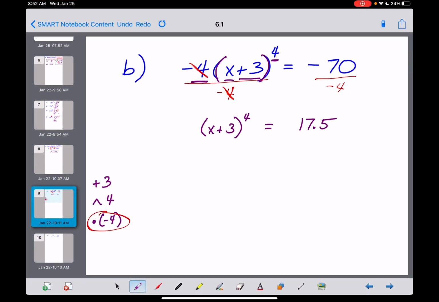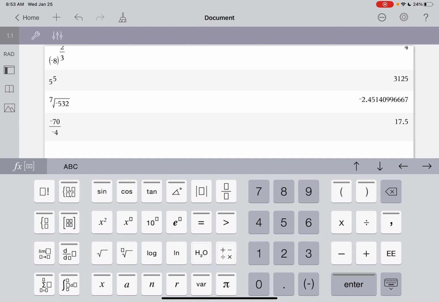Okay, so we took care of the multiplication. The next thing we have to take care of is the 4th power. And how do we undo a 4th power? With a 4th root. So you can do it that way, or you really could do a 1/4 power on both sides, but either one is fine. So those 4's cancel out. And we end up with x plus 3, I really don't need those parentheses anymore, equals, all right, guys, and I'm sure this one's going to be a nasty decimal, the 4th root of 17.5.